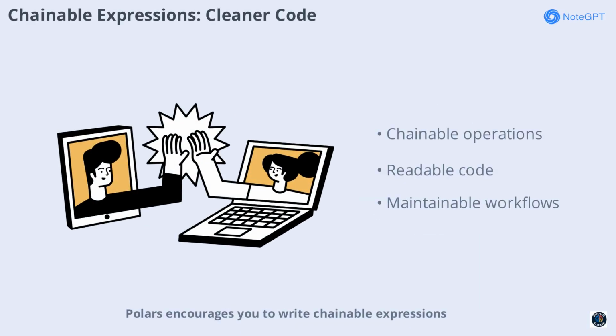Polars encourages you to write chainable expressions, making your code cleaner and more maintainable. Instead of writing multiple lines for each transformation, you can chain operations together, describing your intent in a single, readable statement. This not only improves performance but also makes your code easier to understand and debug.